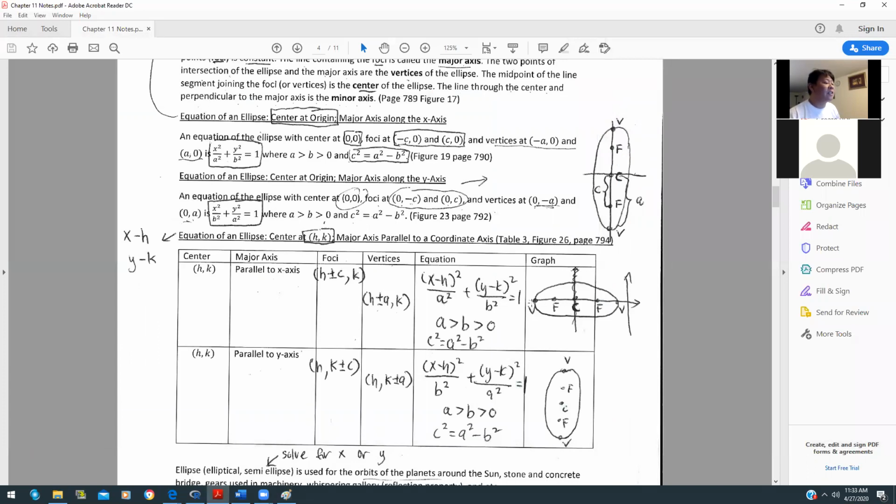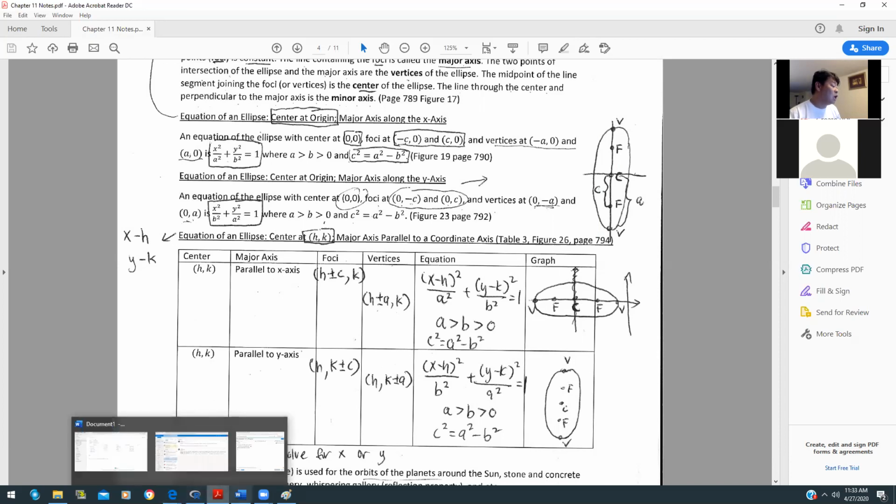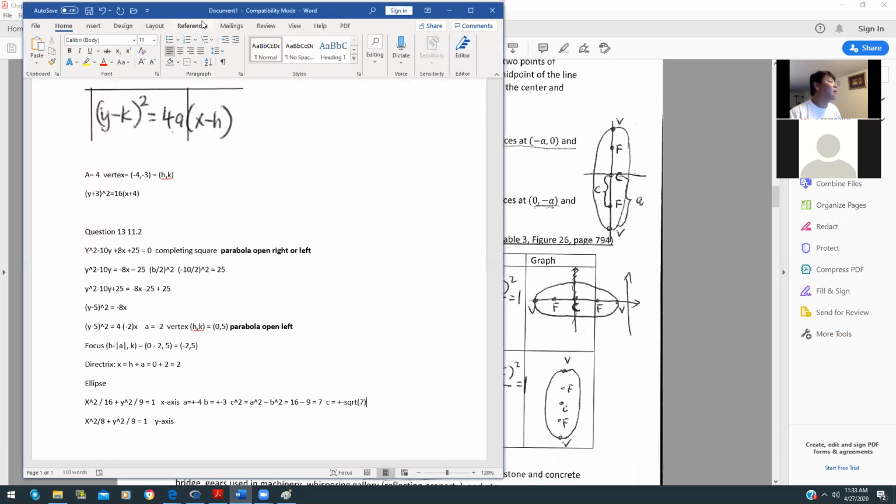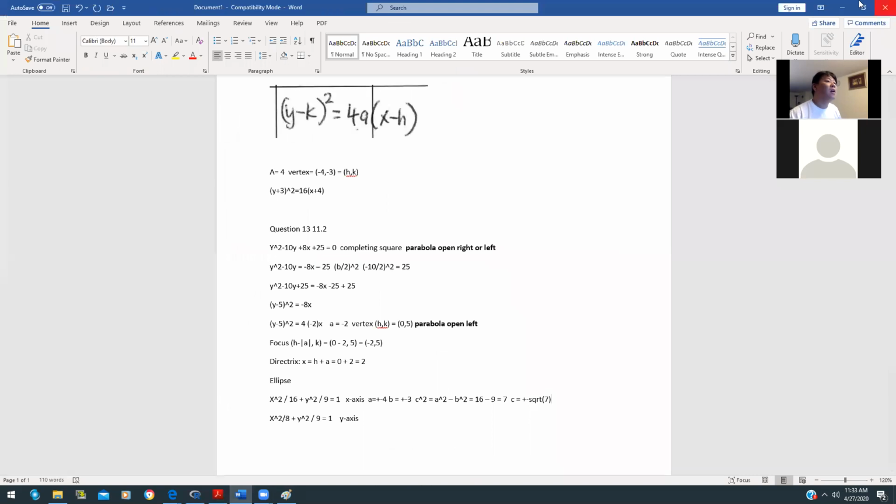If all your vertices, your center, and your foci are on the horizontal line, then it's on the x-axis. If it's all on the vertical line, then it is going to be your y-axis. So that's how you figure out which one is which. So for this case, we are doing this question here.